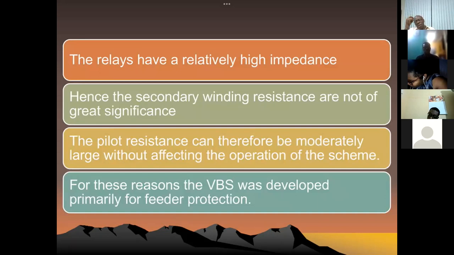Or not that they're not significant, but because you have the relays with high impedance, then the secondary resistance of the CTs would not be critical, because you are dealing with relays with already high impedance.